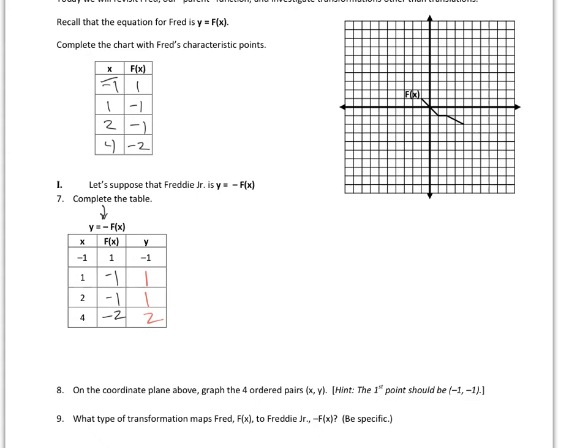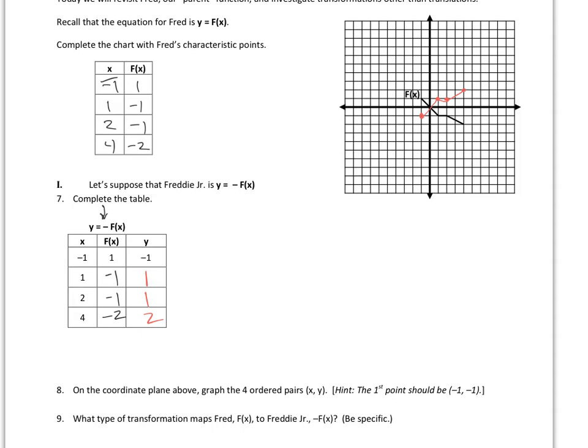So now I'm going to graph the x and the y columns. -1, -1, left 1, down 1. 1, 1, right 1, up 1. 2, 1, right 2, up 1. And 4, 2, right 4, up 2. And now what you could see is it's the same lightning bolt graph, but this time it is a mirror image where the top and the bottom flipped over the y-axis.